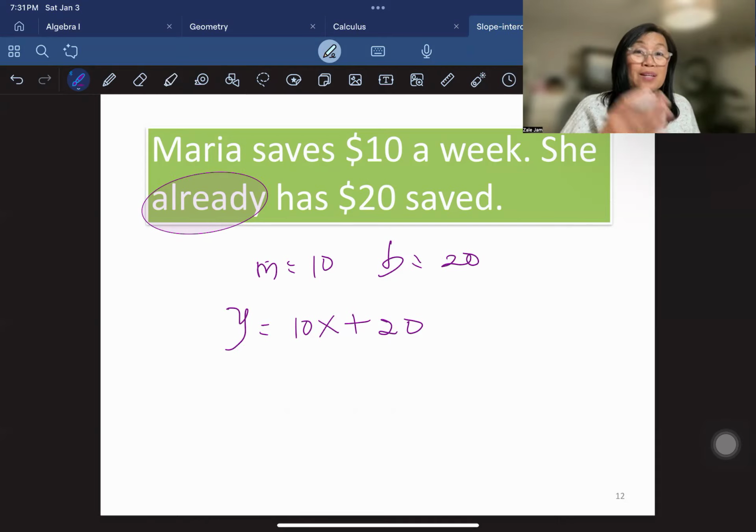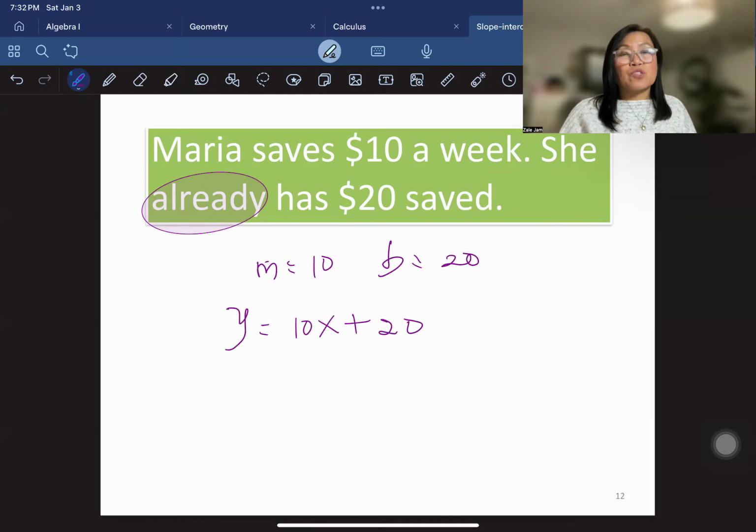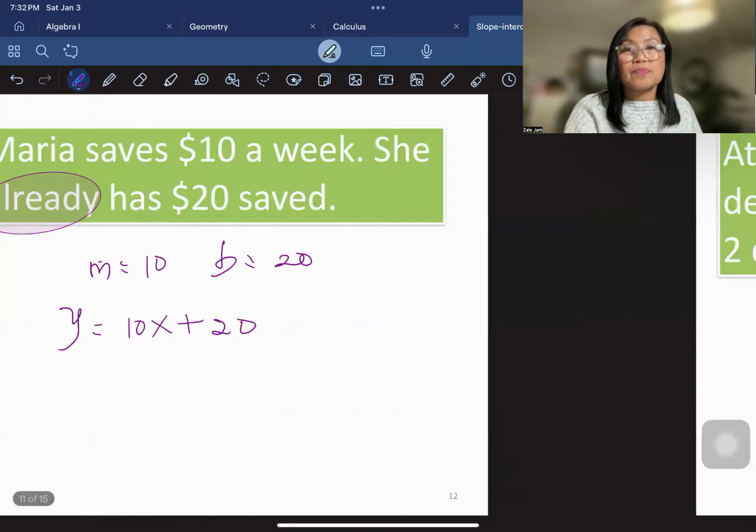But if it is spent, then it should be negative 10. If Maria spends $10 a week, it's the opposite of saving, right? Therefore, you have a slope that's negative because your money is actually decreasing because you're spending it.